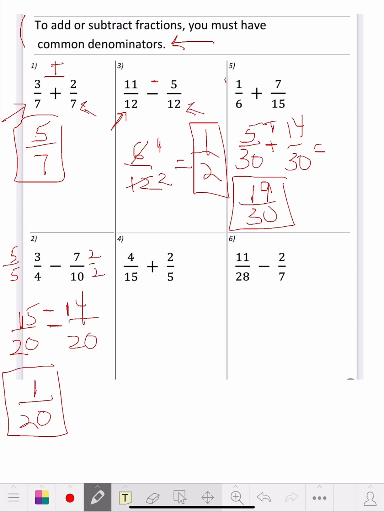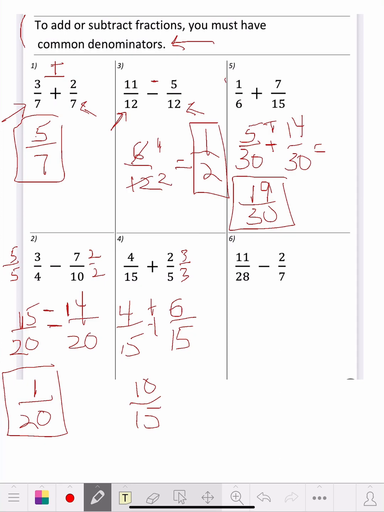Okay, really, 15 does work. Okay, so how do I get the 2/5 to 15? I multiply it by 3. So I multiply top by 3 and the bottom by 3. So I'm going to have 4/15 when I rewrite it, plus, okay, 3 times 2 is 6. 3 times 5 is 15. So I've got the denominators the same. Okay. So now I've got 4 plus 6 is 10 over 15.